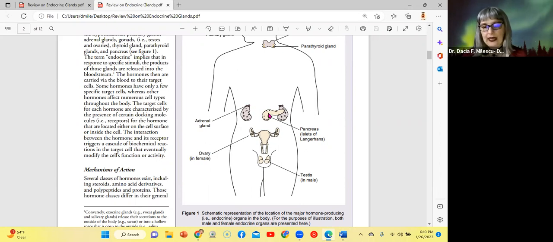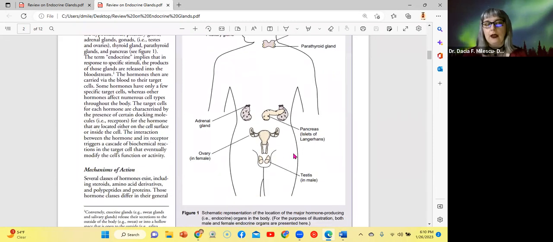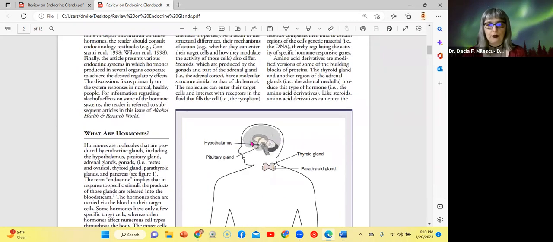The FSH and LH, which are two hormones released by the anterior pituitary of the pituitary gland, are going to have effect on both the ovaries and the testes. In the female, FSH, follicle stimulating hormone, is going to stimulate ovulation. LH is going to stimulate the release of estrogen, which gives the secondary sexual characteristics. In the male, FSH stimulates sperm production and LH stimulates testosterone.